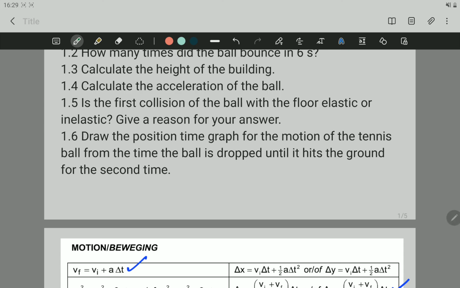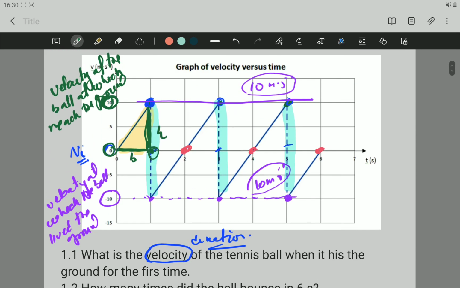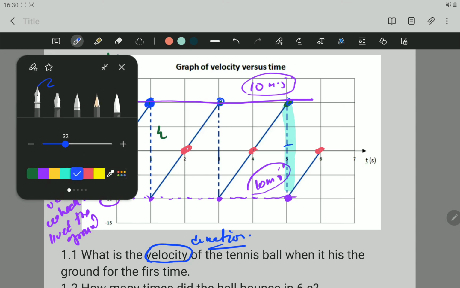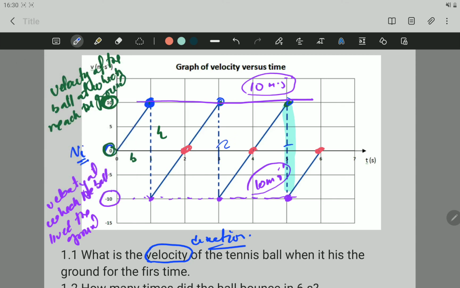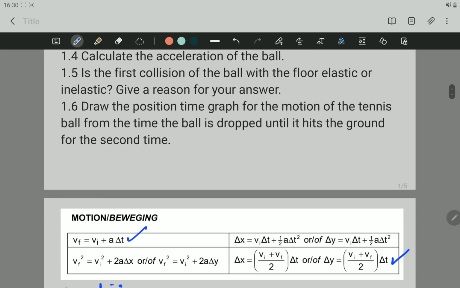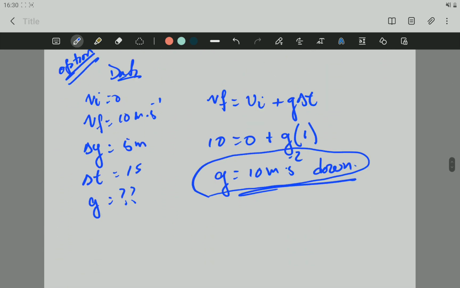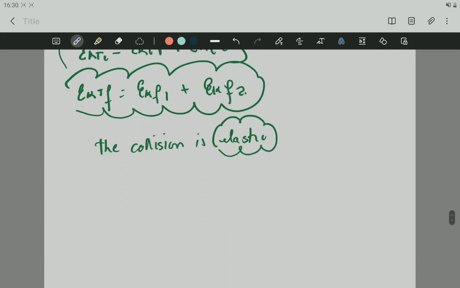So question 1.6 says, draw the position-time graph for the motion of the tennis ball from the time the ball is dropped until it hits the ground for the second time. So this is when it hits the ground for the first time at this point here, and this is when it hits the ground for the second time. So we'll have to draw the graph up until it hits the ground for the second time, which is there. That is the place where we have to draw the graph. So let's draw the graph of position versus time just quickly.